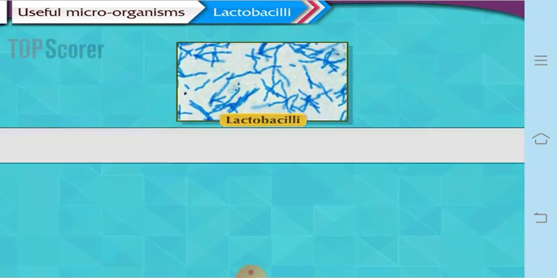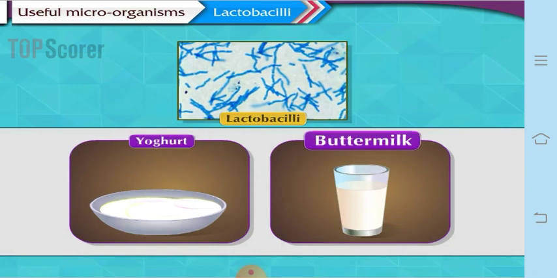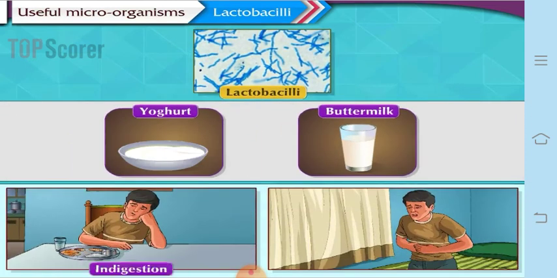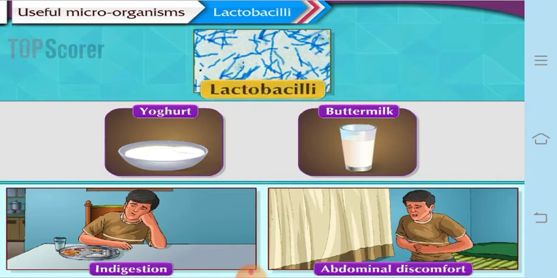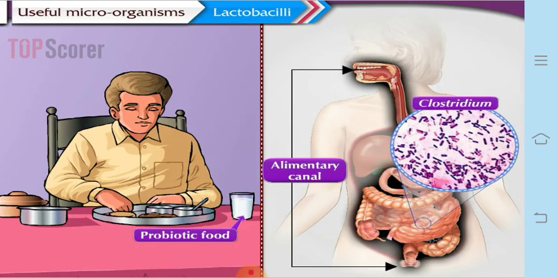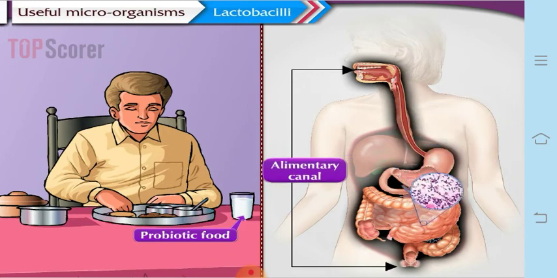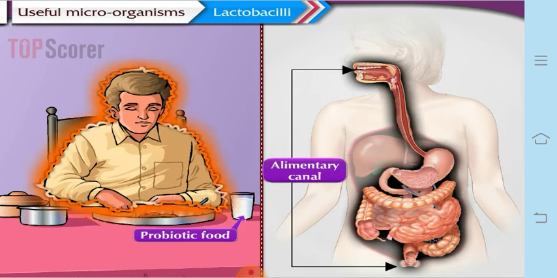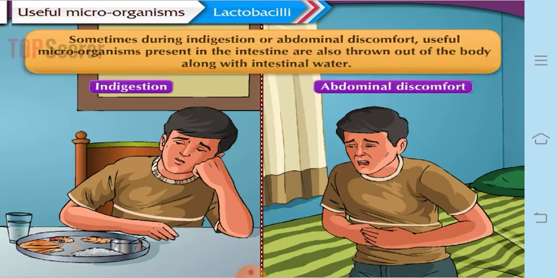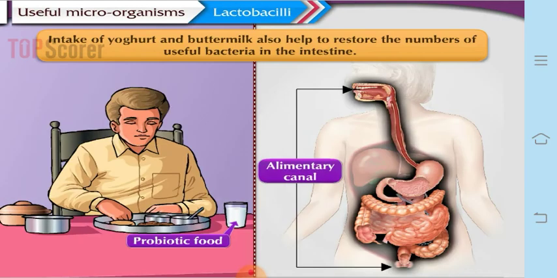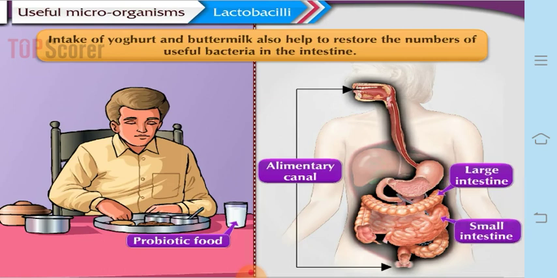It is present in the yogurt and buttermilk, and so it cures indigestion or abdominal discomfort. Because it kills the harmful bacteria like clostridium in the alimentary canal and also improves the immunity of the person. Sometimes during indigestion or abdominal discomfort, useful microorganisms present in the intestine are also thrown out of the body along with the intestinal water. So intake of yogurt and buttermilk also helps to restore the number of useful bacteria in the intestine.